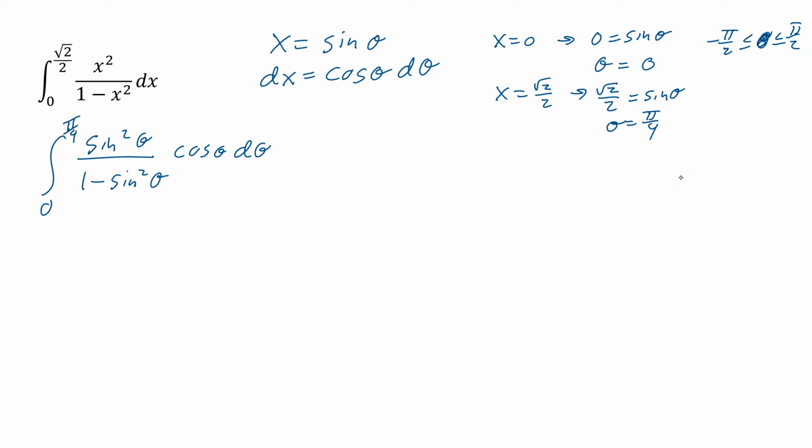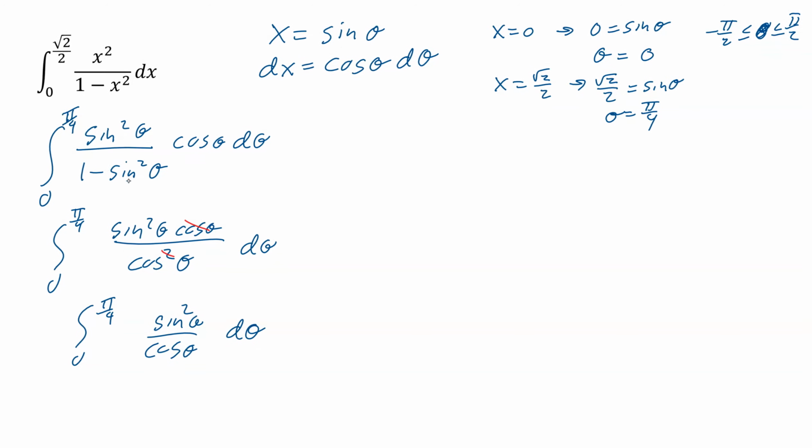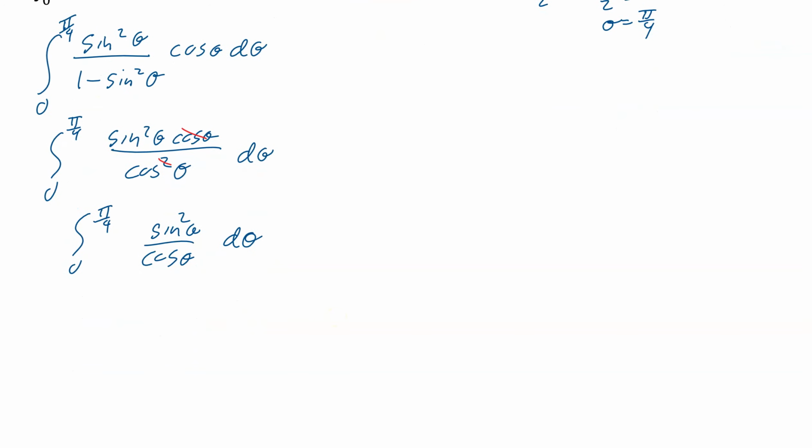All right, now we just have to do our simplifying. The whole point of this was to change this into a cosine. So 0 to pi over 4, sine squared theta, cosine theta, d theta, all over cosine squared theta. So that one will cancel, and we end up again with 0 to pi over 4, sine squared theta over cosine theta, d theta. Now you may think, okay, let's try and switch it. You can use any of your ideas to simplify.